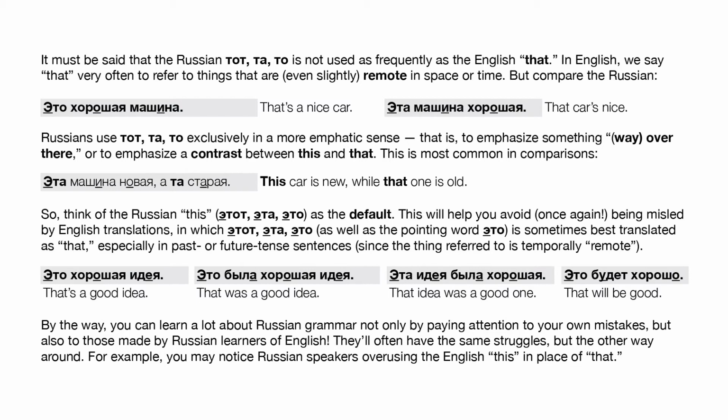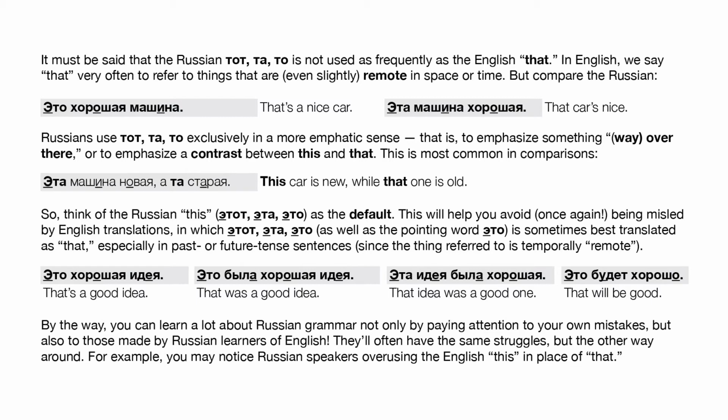Okay, look at a few more examples. Это хорошая идея, that's a good idea. Это была хорошая идея, that was a good idea. Эта идея была хорошая, that idea was a good one. Это будет хорошо, that will be good. Okay, those are all examples of how in any of these sentences, although we're using это and этот, they could easily translate into English using that. So we have to focus on the Russian and not get sidetracked by the English.